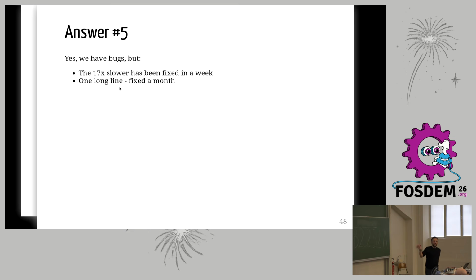The 17 times slower is because we took the approach of first getting compatibility and then optimizing performance. You don't try to get performance if you are not compatible. You do it the other way around. And because we have 100 commands, testing all the combinations is very hard. We fixed that one in a week. The long line bug, we fixed in a month. And many bugs, performance and compatibility, we fix in a few days.